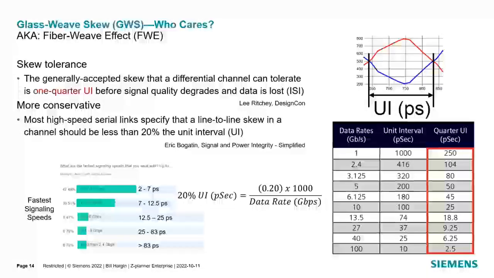I've listed some quarter unit interval numbers over here on the right, and about a year ago, I did a poll. I think I had about 80 people respond, as to what their fastest signaling speeds were. And 50%, I'm going to round the numbers off, said their fastest signals were between 28 and 112 gigabits per second. Another 30% said 16 to 28 gigabits per second. And so about 80% are saying that their skew tolerance using the 20% unit interval rule could only tolerate 12.5 picoseconds. So let's start looking in the next slide at how this plays out in terms of how it might look in an actual eye pattern.